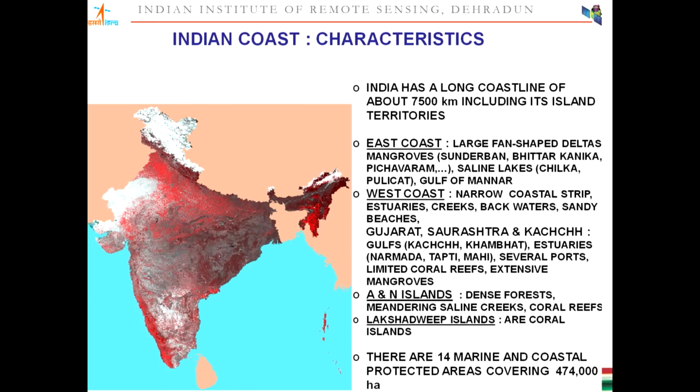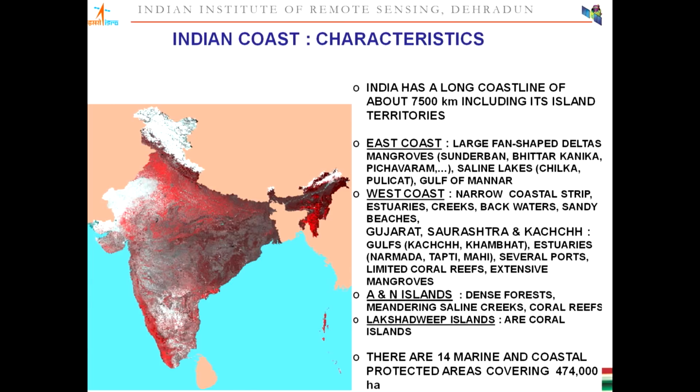We have seen that we have around 7,500 kilometer long coastline, which can be divided mainly into the east coast and the west coast. The east coast is characterized by large fan-shaped deltas and mangroves, like the world's largest delta, Sundarban, the Sundarban mangrove. One third is in India, two thirds is in Bangladesh. Then Bhitarkanika, Pichavaram, the mangrove patches. Saline lakes we have in Chilka, in Pulicat, and also we have the Gulf of Mannar, near the Sri Lankan coast.